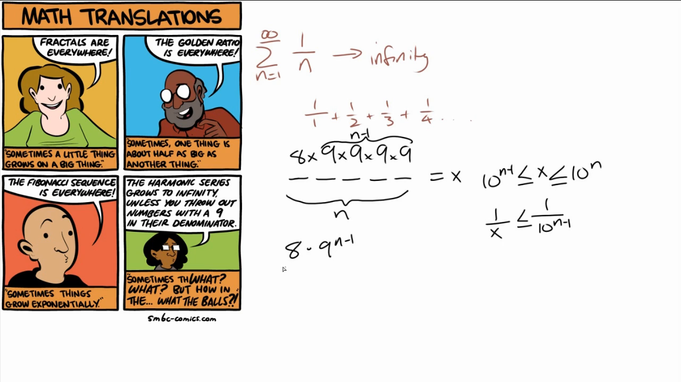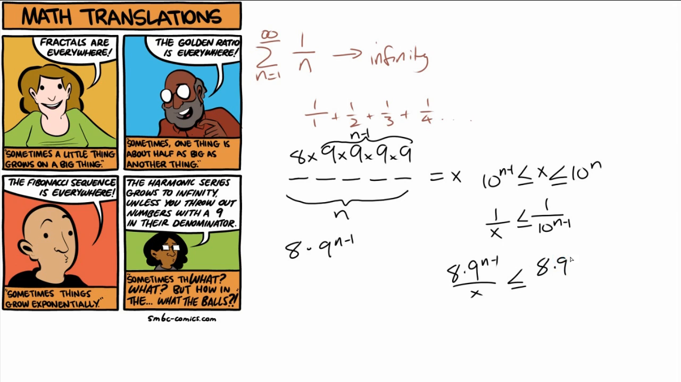And we know that there are 8 times 9 to the n minus 1 numbers of n length. So let's just multiply both sides by 8 times 9 to the n minus 1. So the sum of 1 over x across these numbers is less than or equal to 8 times 9 to the n minus 1 over 10 to the n minus 1.